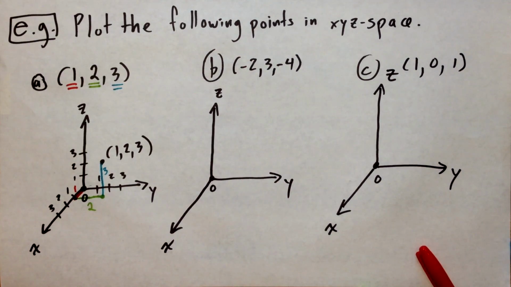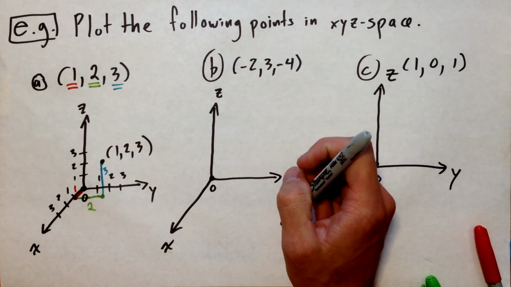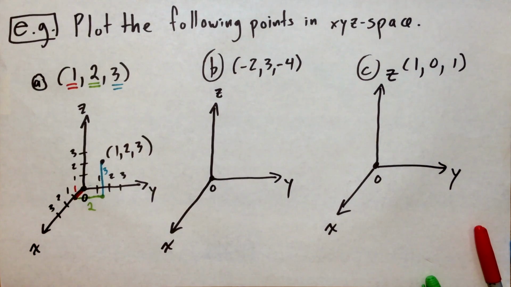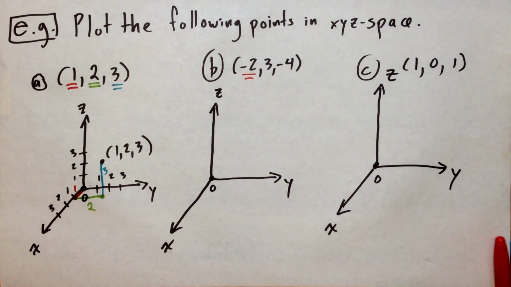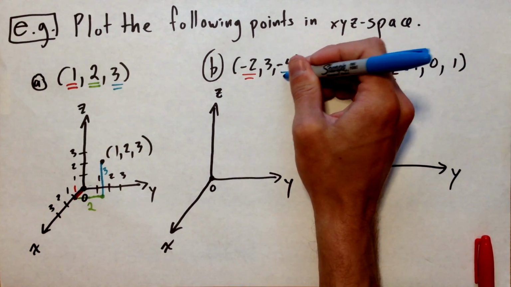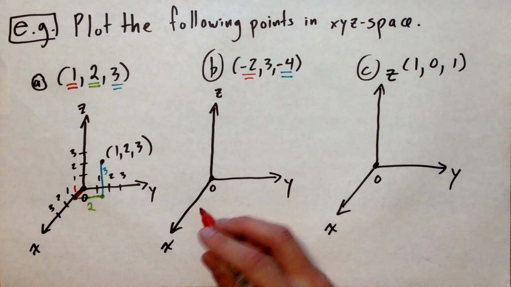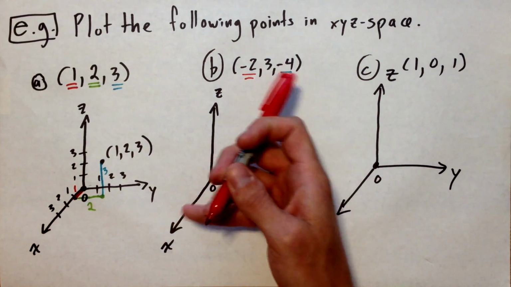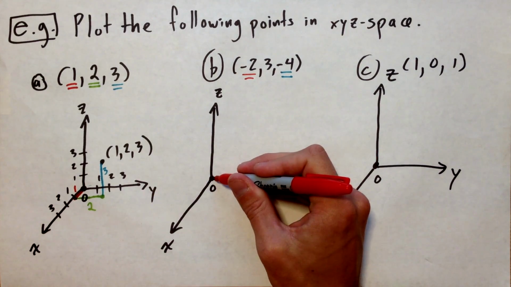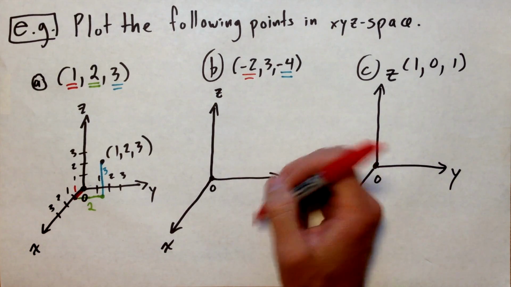Let's try something a little bit more difficult. Over here we have -2, 3, -4. So the x-coordinate and my z-coordinate are negative. So what that means is that x is not going to go in the positive direction, it's going to go to the negative direction. I'm imagining this x is sort of coming out of the page at me. I'm instead going to draw it going farther, deeper into the page, away from me.